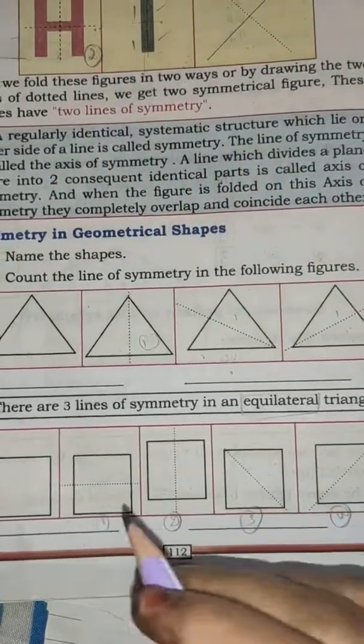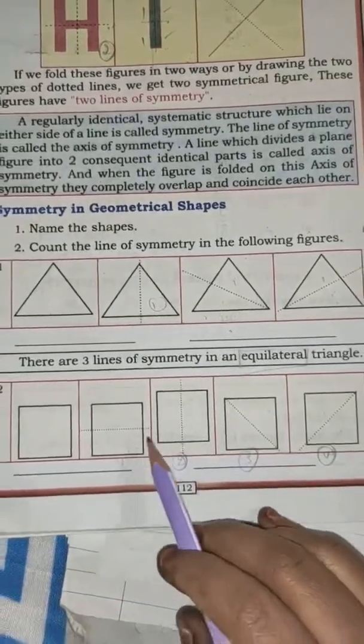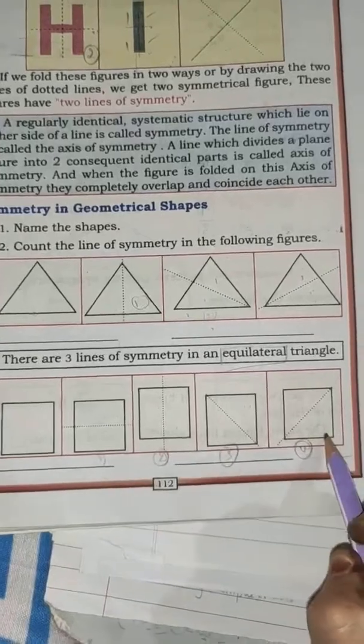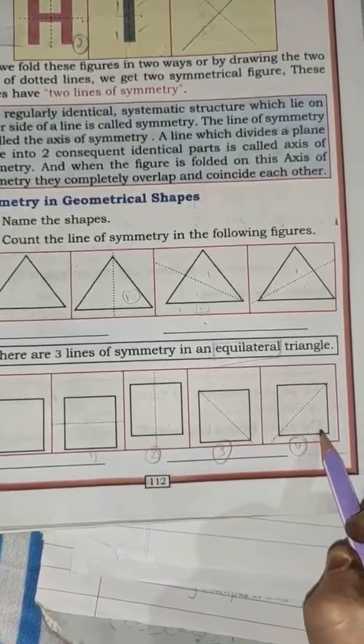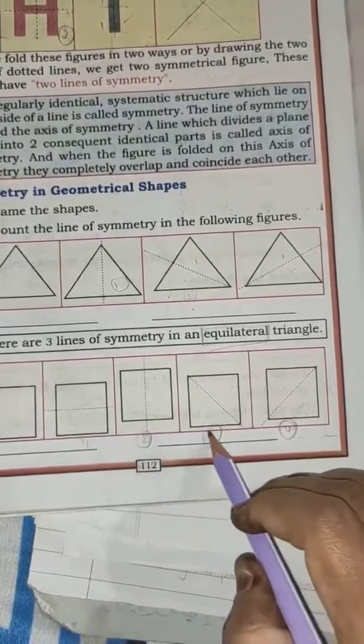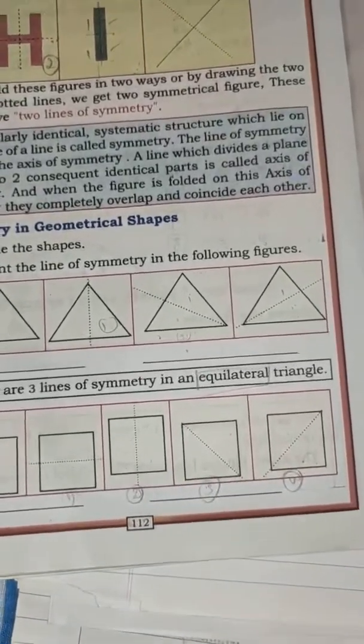And the equilateral triangle has three lines of symmetry, you can see. And the square has four lines of symmetry. If you cut the square into two equal parts like this and like this, then you will get two equal parts. Means this is a symmetry.